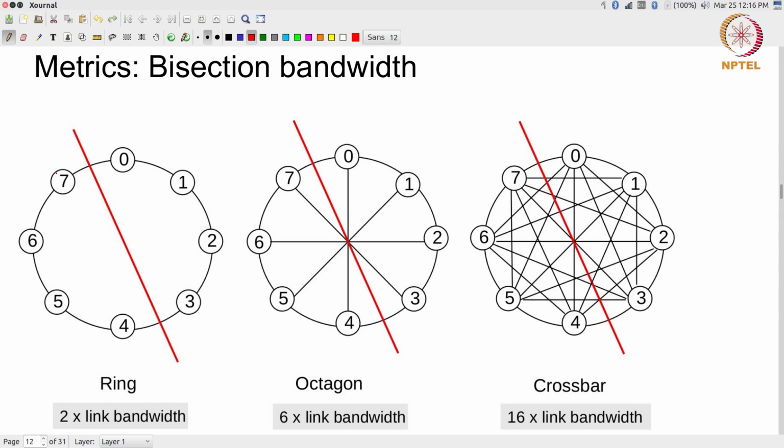So, bisection bandwidth for whichever such cut that you take pretty much works out to be the same. In the case of the octagon, it is interesting. What happens is, in order to bisect, I actually need to cut a whole lot of edges. If I add it up, I will find that it is actually 6 times the link bandwidth. Okay. So, this is interesting.